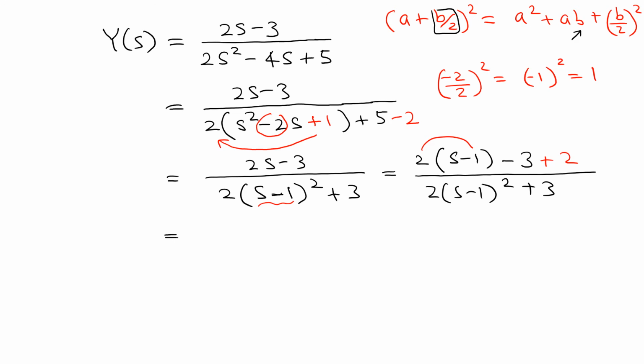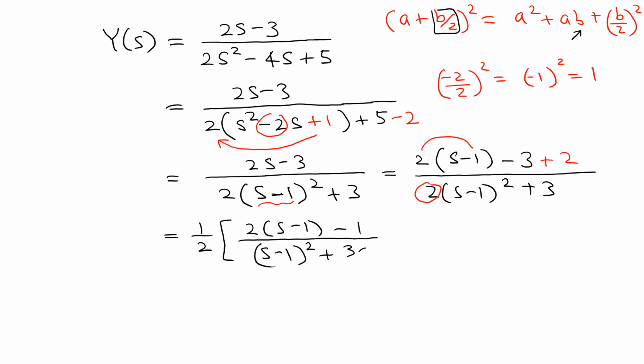Actually, next what we can do is simplify this, and also pull this 2 out. So let's do that. So it is 1/2. We take it out from the denominator, and the numerator you're going to simplify. So the numerator is going to be 2s minus 1 minus 1, and in the denominator now what we have is s minus 1 squared. That's exactly what we need, and plus, since you pull out a 2, it's going to be 3/2.